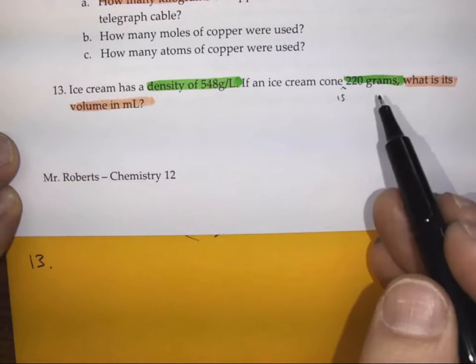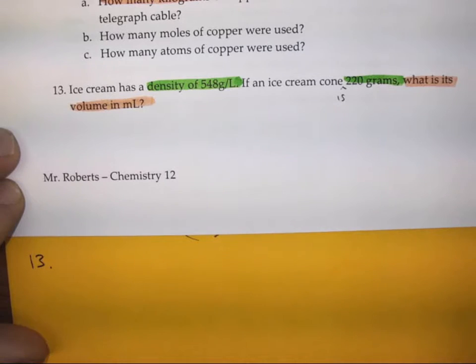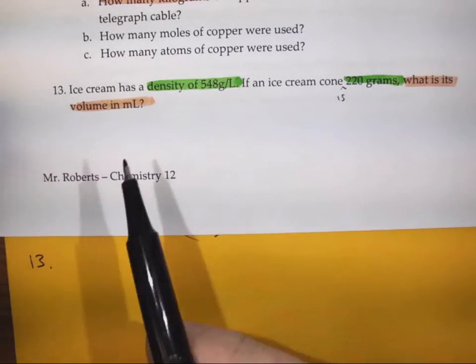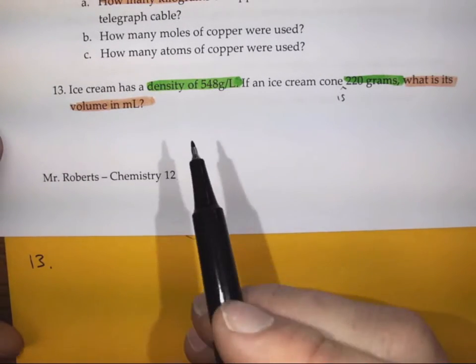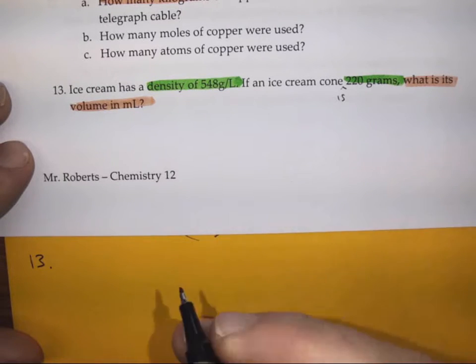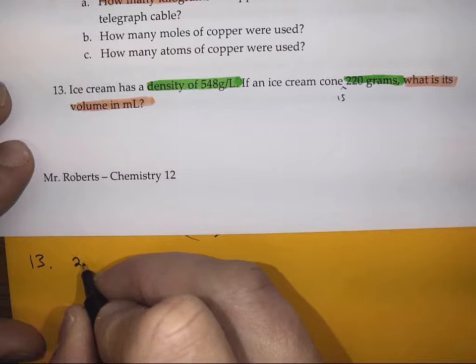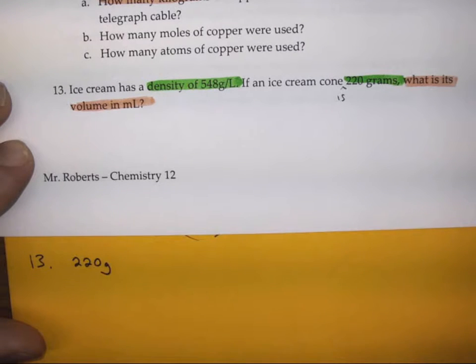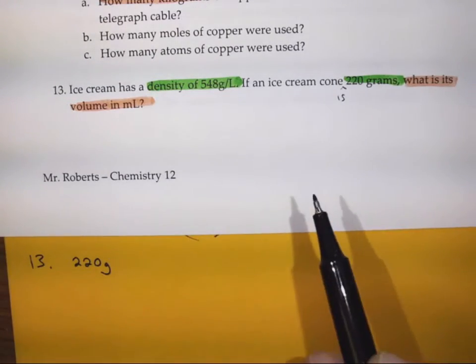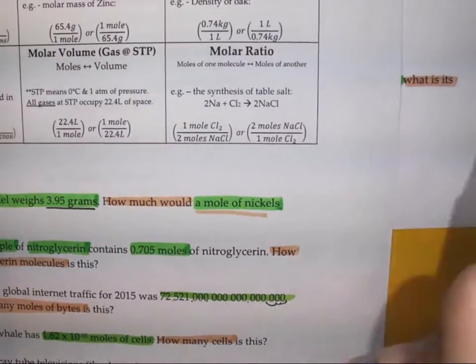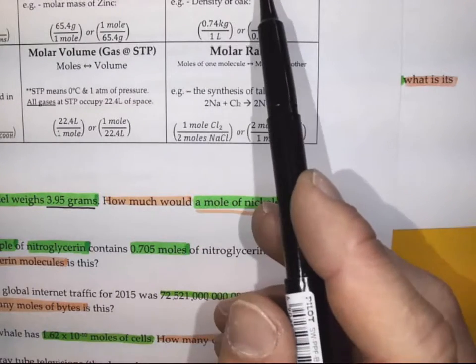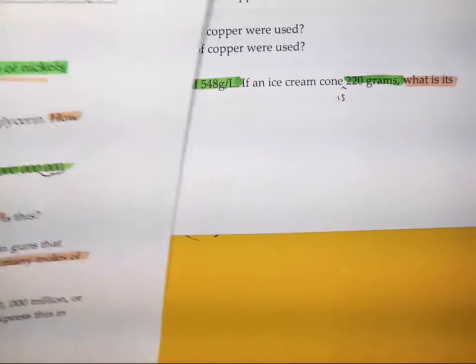So what should we begin with here in a density question? Okay. Well, we're going to choose the value that is specific to our situation. Now, the density of ice cream is a constant value that's true for all ice creams, including this one. So this is our most specific value that pertains to our question. So we're going to start with our 220 grams, and we're going to try and convert that into volume. So we're going to use density because on the front page we can see that density allows us to convert mass to volume or volume to mass.